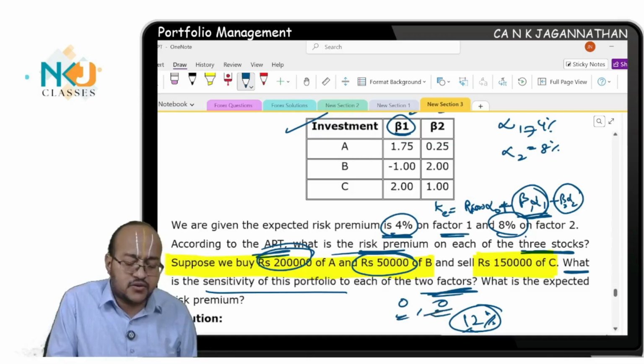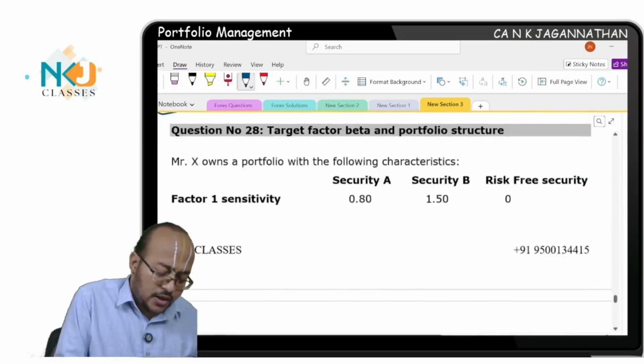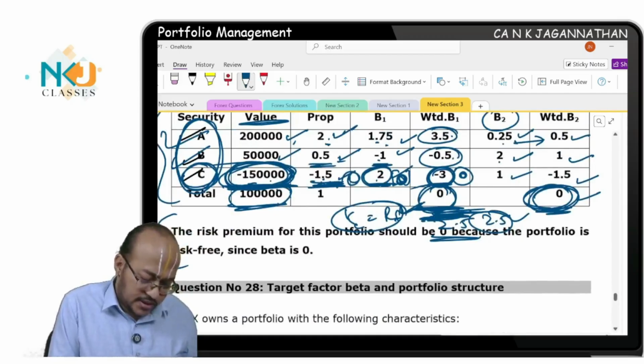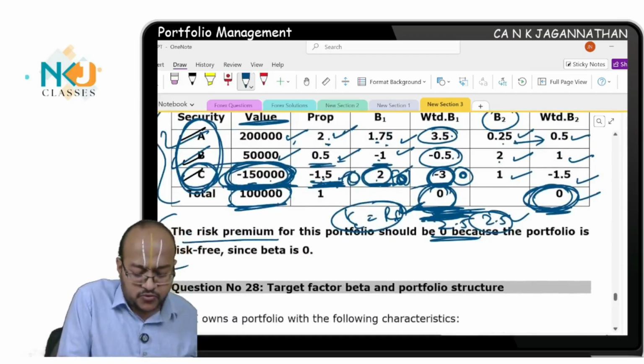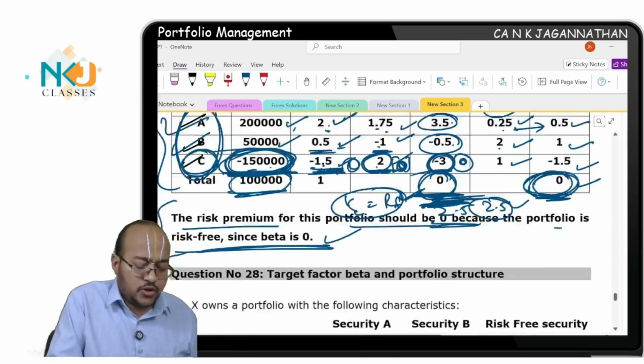What is the expected risk premium? See, hence the risk of the portfolio is 0. Risk premium should also be 0. Why? Because it is a zero risk portfolio. The solution is here. This is the solution for this question. Anything else? Nothing. See here, the risk premium for the portfolio should be 0 because the portfolio is risk free since beta is 0. Anyway, we have brought the beta to 0 now.